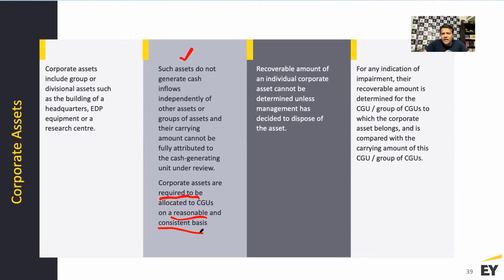The recoverable amount of an individual corporate asset cannot be determined unless management has decided to dispose of the asset, and that is why they are determined in totality with the cash generating unit. And if there is an impairment, the recoverable amount is determined for the CGU to which the corporate asset belongs and is compared with the carrying amount of this CGU or group of assets.